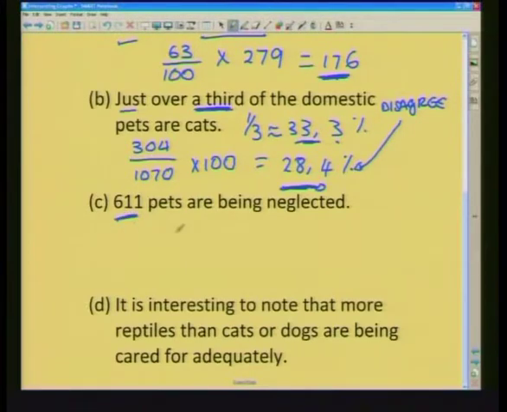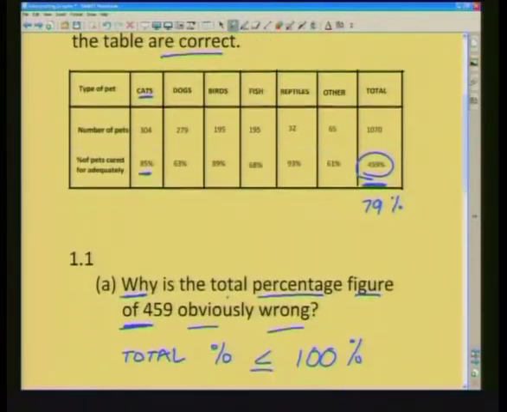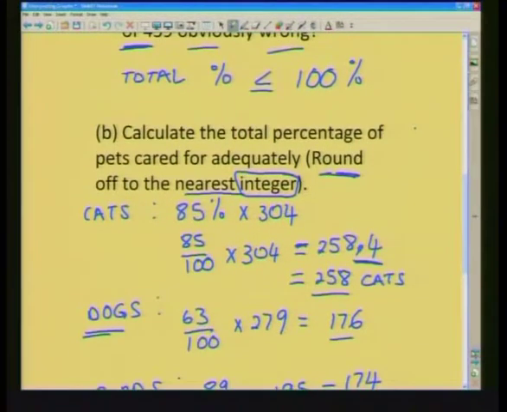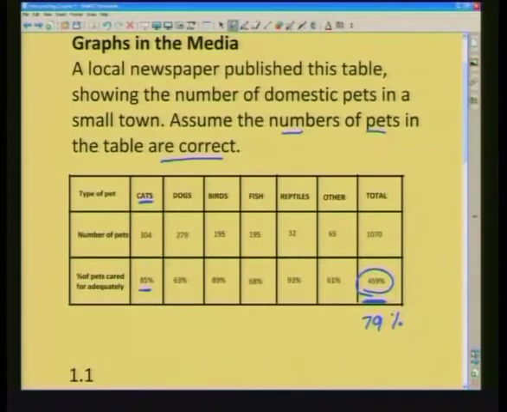Remember, in the previous question, we had to work out the number of pets that were cared for in order to work out the percentage that were cared for. And that would have given us 841 pets that were cared for, which we got by adding all of those numbers at the bottom. So all of that's 258, 176, 174, and so on and so on. That would give us an answer of 841.